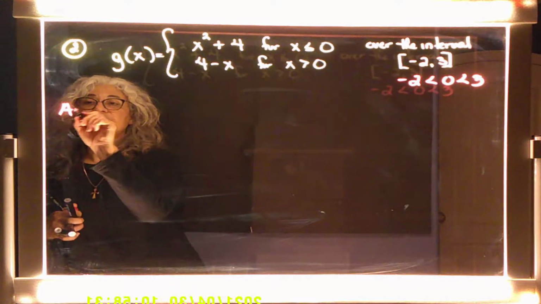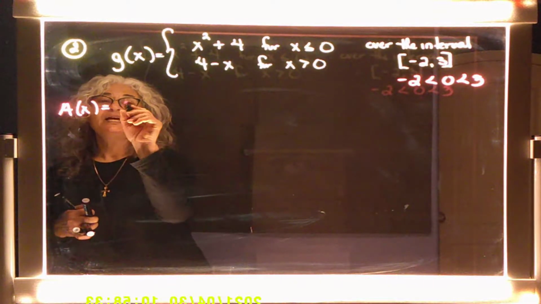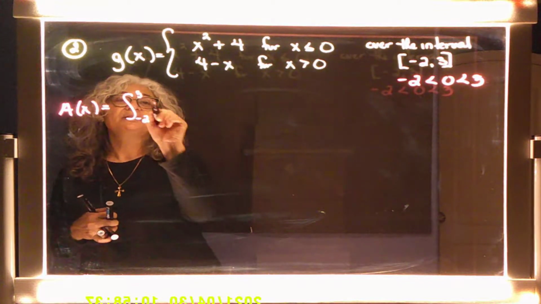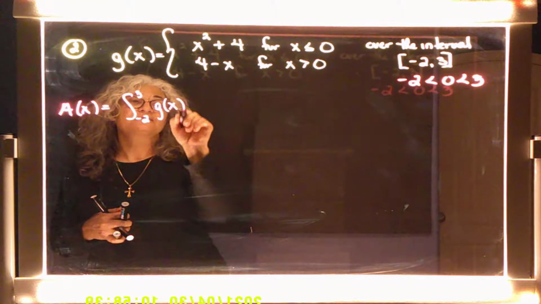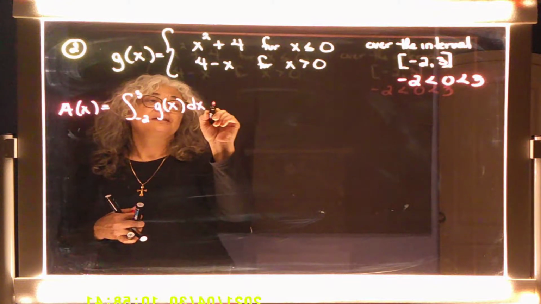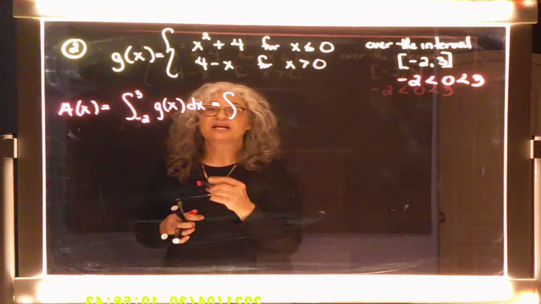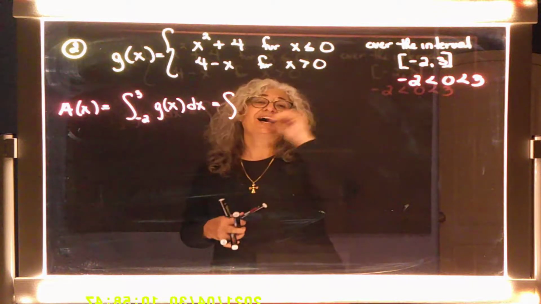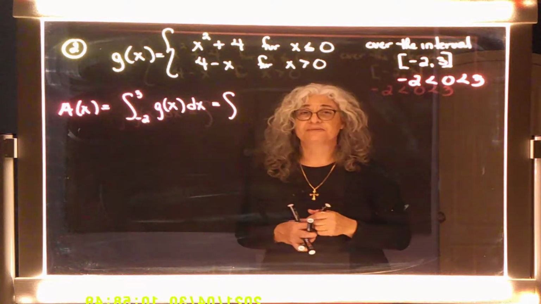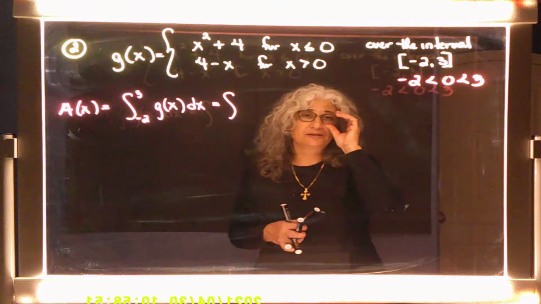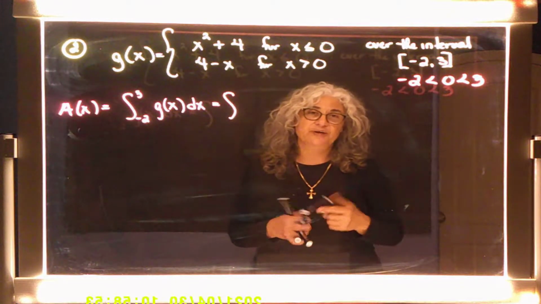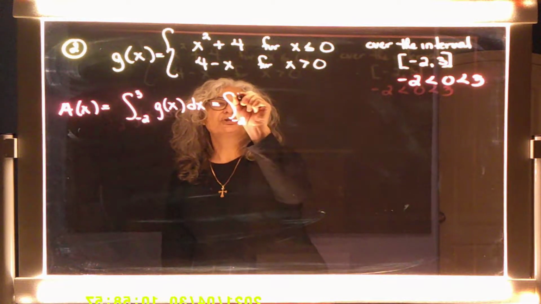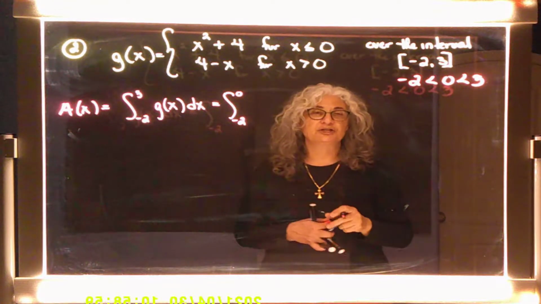So the area under this curve is going to be the integral from negative 2 to 3 of the function g of x dx. Now the question is, does one of these pieces cover the entire interval from negative 2 to 3? No, it does not. So we've got the same situation as we had in the last example. We're going to start at negative 2 and go to 0 for the integral.